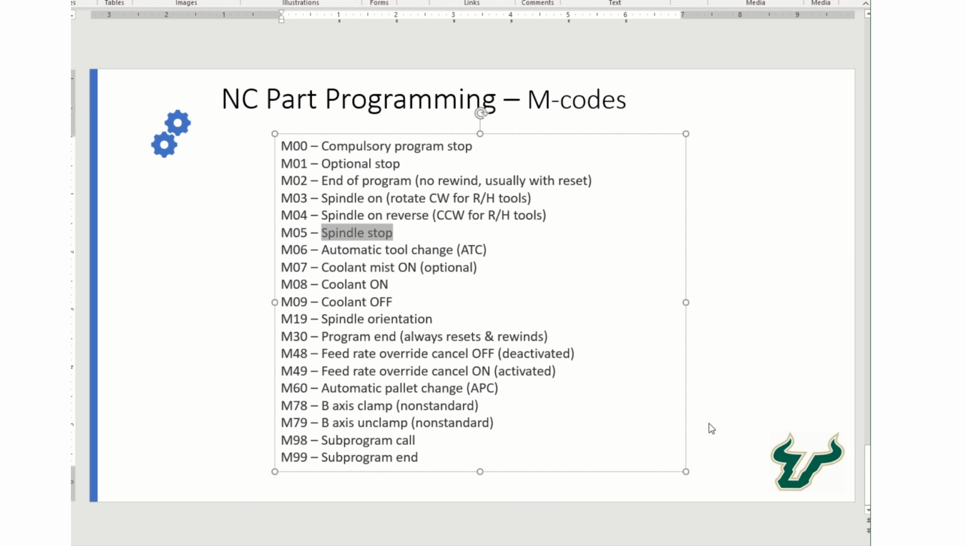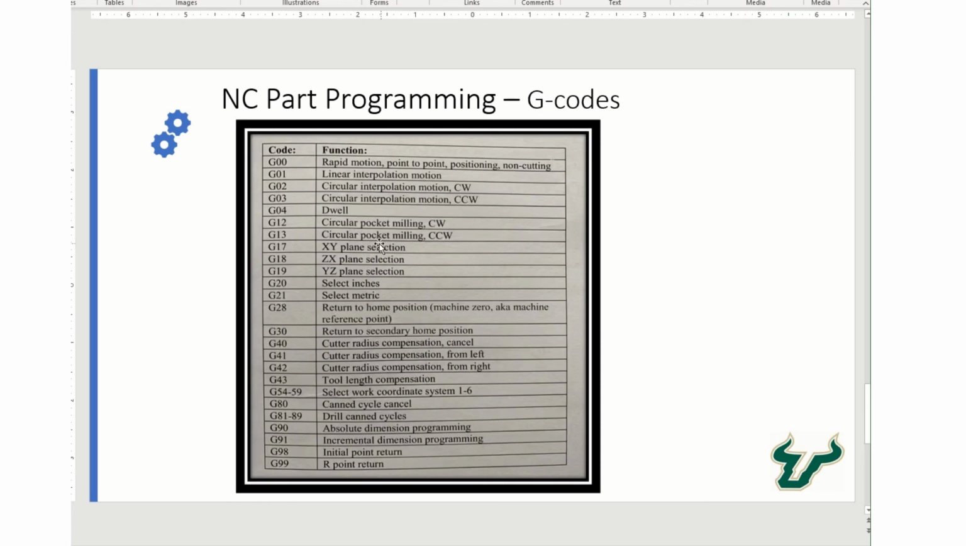All right, so in the next video we will take a look at some of these G codes more carefully, and after that we will be able to write some sample programs for machining the components. All right, and that's it for this video.